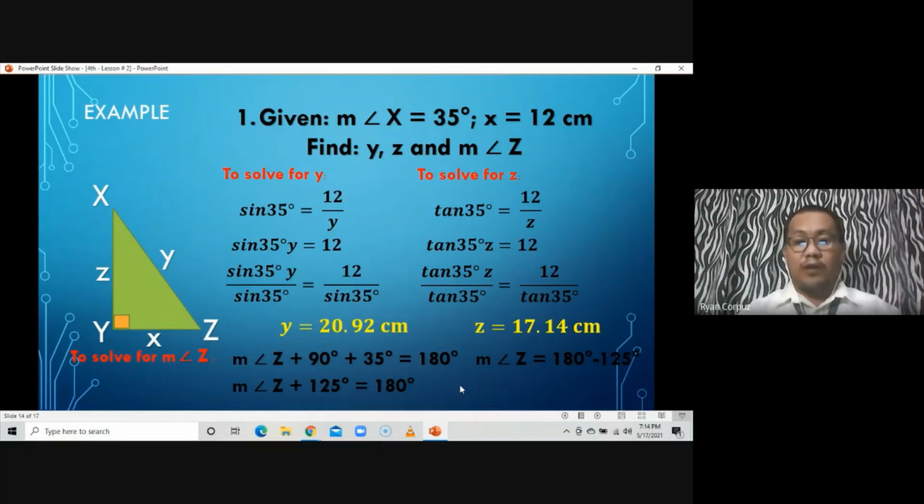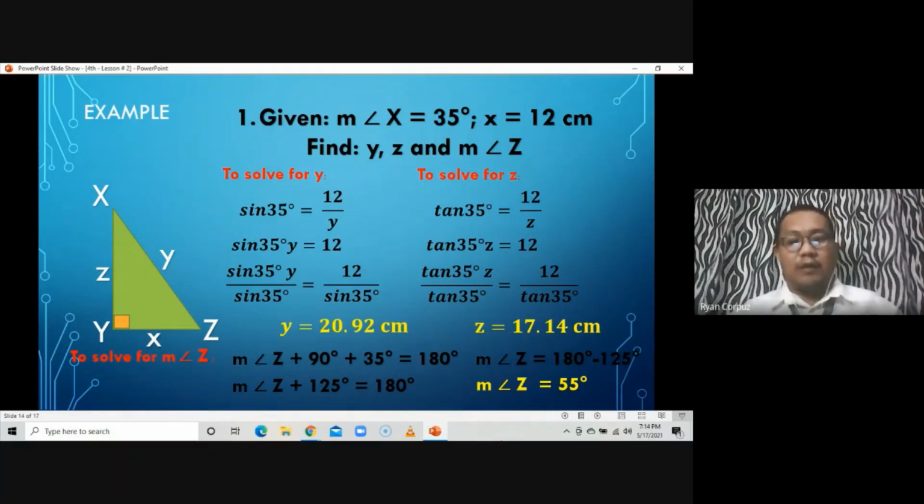So therefore, we can come up now with the measure of angle Z. The measure of angle Z now is equal to 55 degrees. Na dapat pag inadd mo yung tatlong measure ng angles, it will be equal to 180 degrees. So hindi natin kailangan gumamit ng trigonometric ratio when it comes to the measure of angle Z.